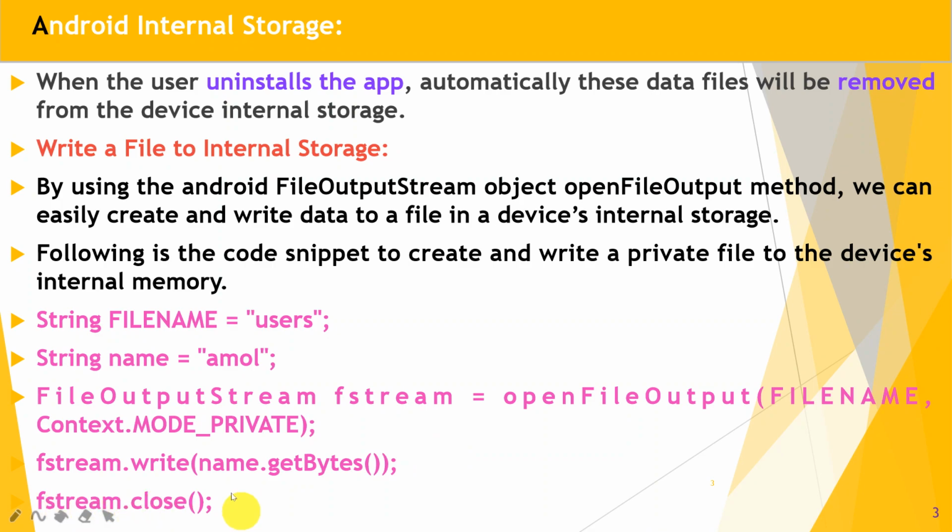So whenever we have to write data into the file, first create the object of the FileOutputStream. Using the object of the FileOutputStream, write the data into the file and then close the streams properly. Great. Guys, hope you understand.